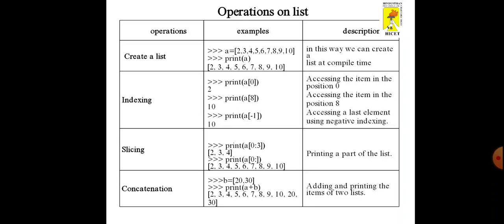Concatenation means you have to add two items. The A items are 2, 3, 4, 5, 6, 7, 8, 9 and 10. After the 10, the B items 20 and 30 are added. In this way, you can concatenate two different lists.